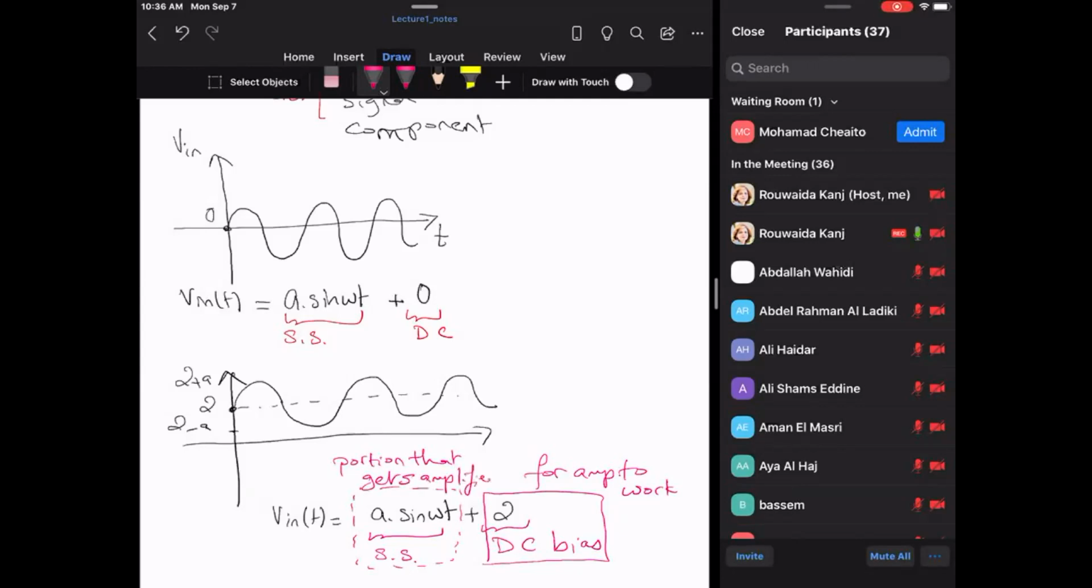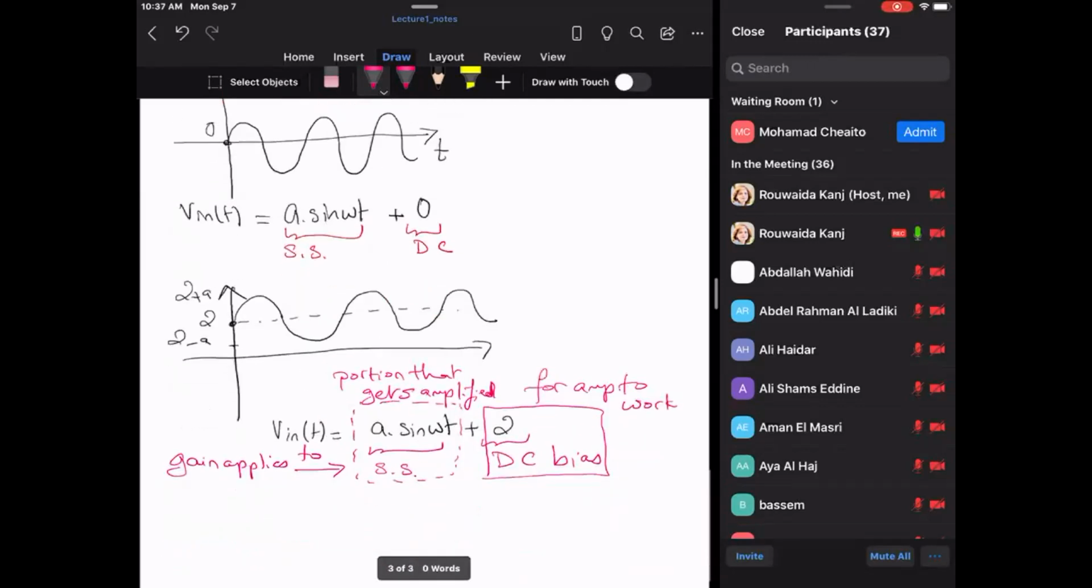And this is why I told you that when we talk about the gain, it applies here to the small signal component of my signal. Nidal, is that clear for you? Anybody has any questions about the small signal? Okay, I'm assuming it is yes.